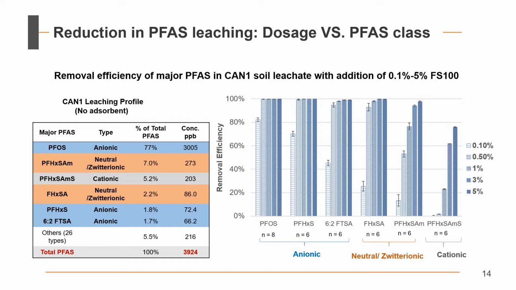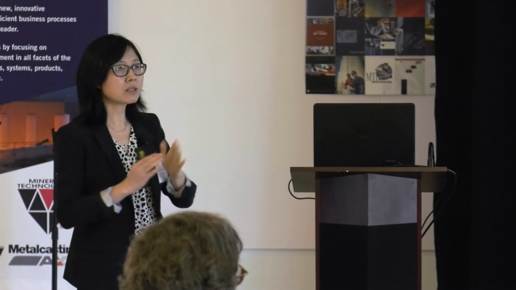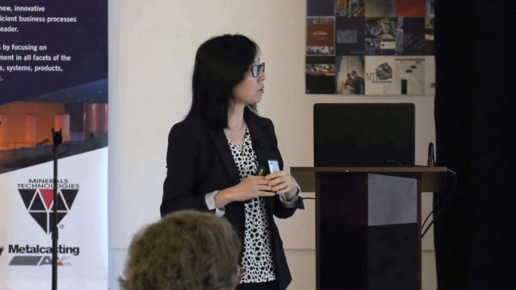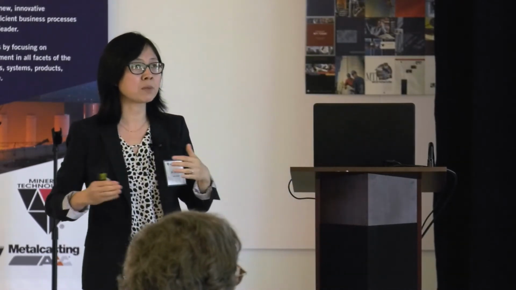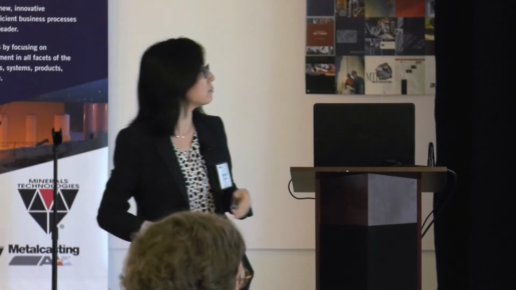For cationic ones, remember earlier, 0.5% gave no removal, but when you increase it to 5% of FLUORO-SORB 100, it was close to 80% removal. So I haven't seen a lot of literature about other sorbents in terms of performance towards this kind of new PFAS.